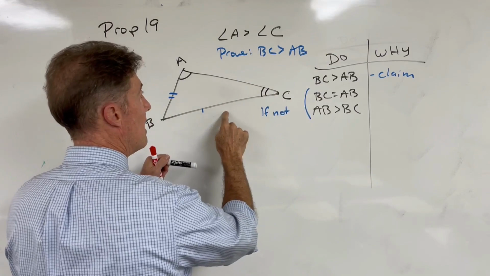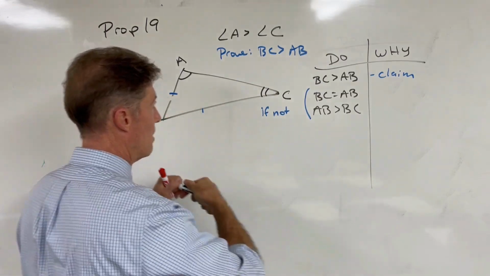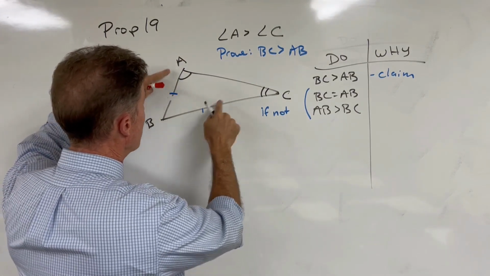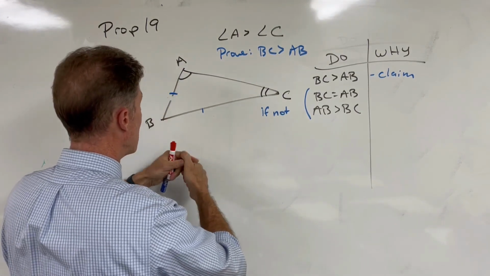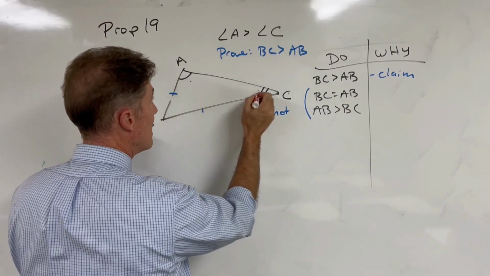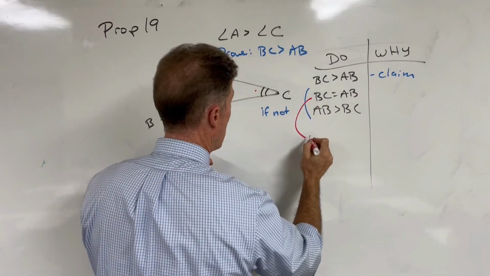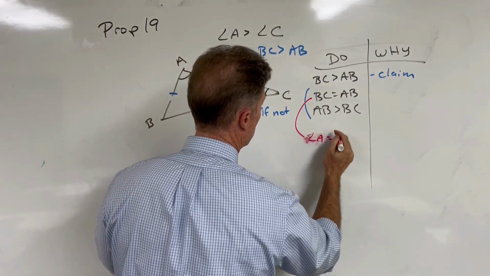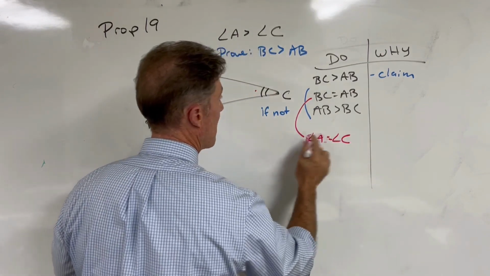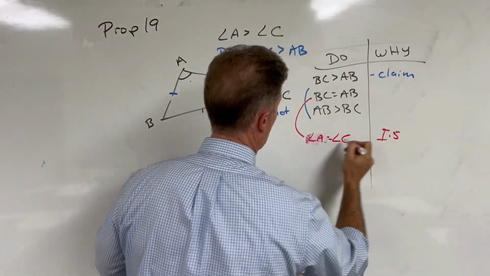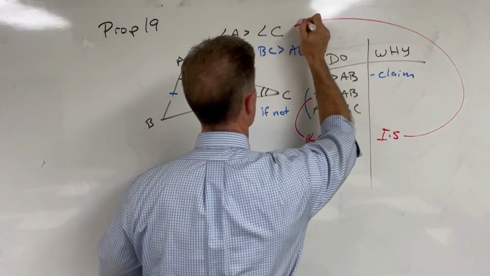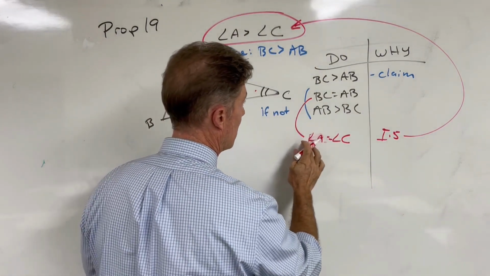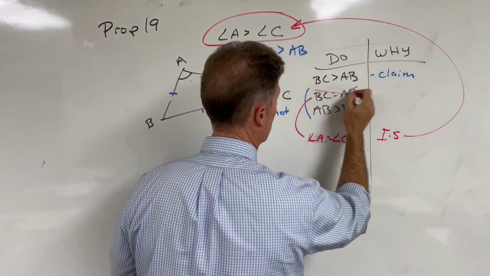Can BC and AB be equal? Well, if they're equal, as I've got them marked, then we have an isosceles triangle, and we know that in an isosceles triangle, the base angles, this angle and this angle, are equal. That makes angle A equal to angle C. But what's the problem with that? Well, the problem is it's contrary to our given. Angle A is bigger than angle C. They can't be equal. So this possibility is ruled out.